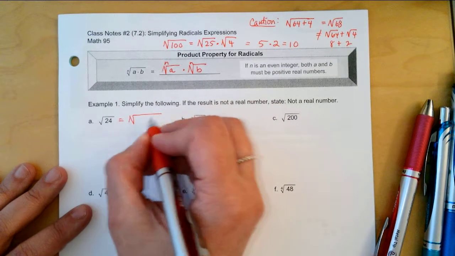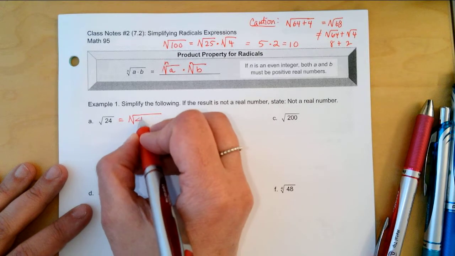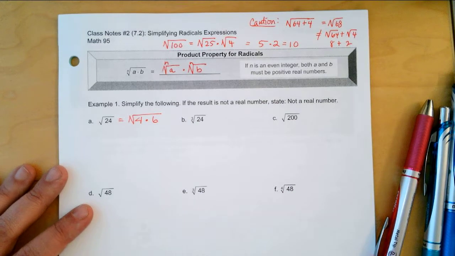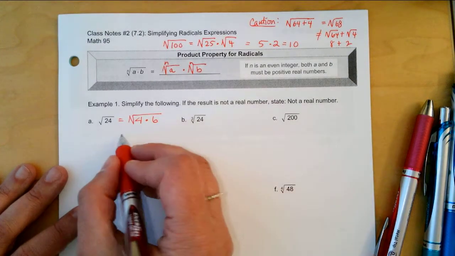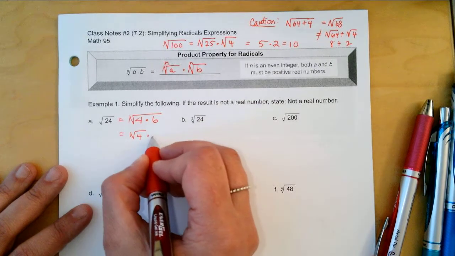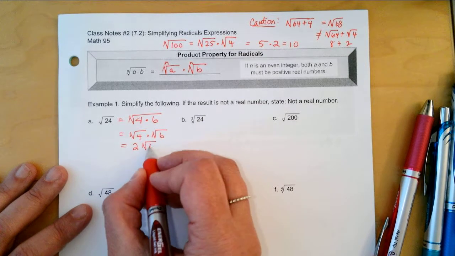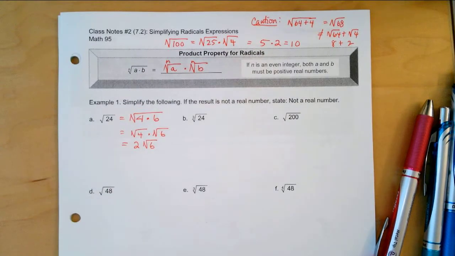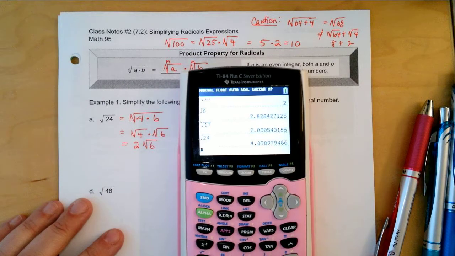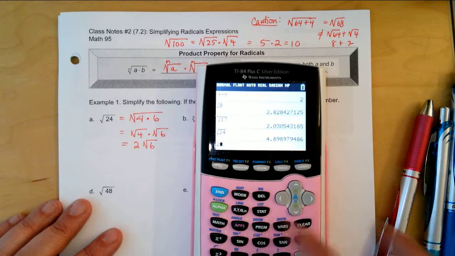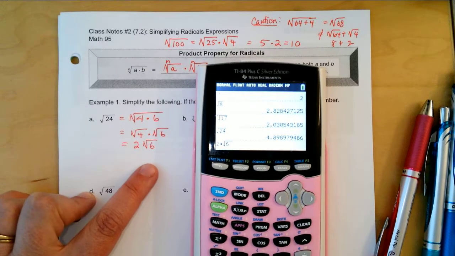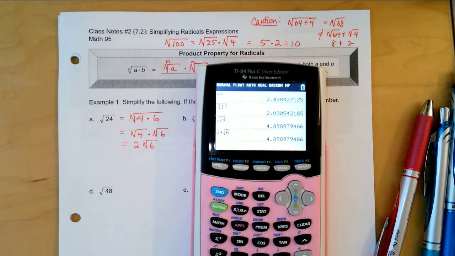So 24 is the same thing as 4 times 6. Why did I pick 4? Well, that's because 4 is a perfect square. So the square root of 4 times the square root of 6. The square root of 4 is 2, and then the square root of 6 just stays because we're simplifying it. We're not wanting to have the decimal answer. But if I go back to my calculator and I say 2 times the square root of 6, notice that I get the exact same decimal answer. So all I've done is really simplify the radical. I've taken any perfect square out.